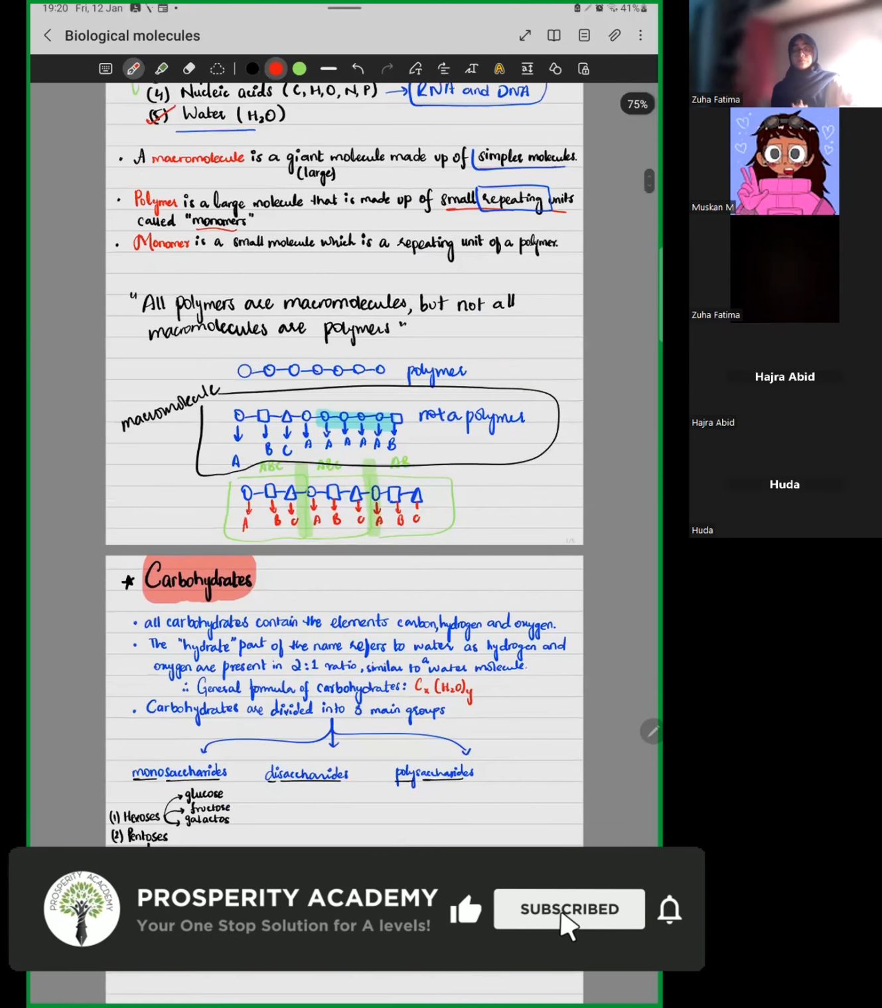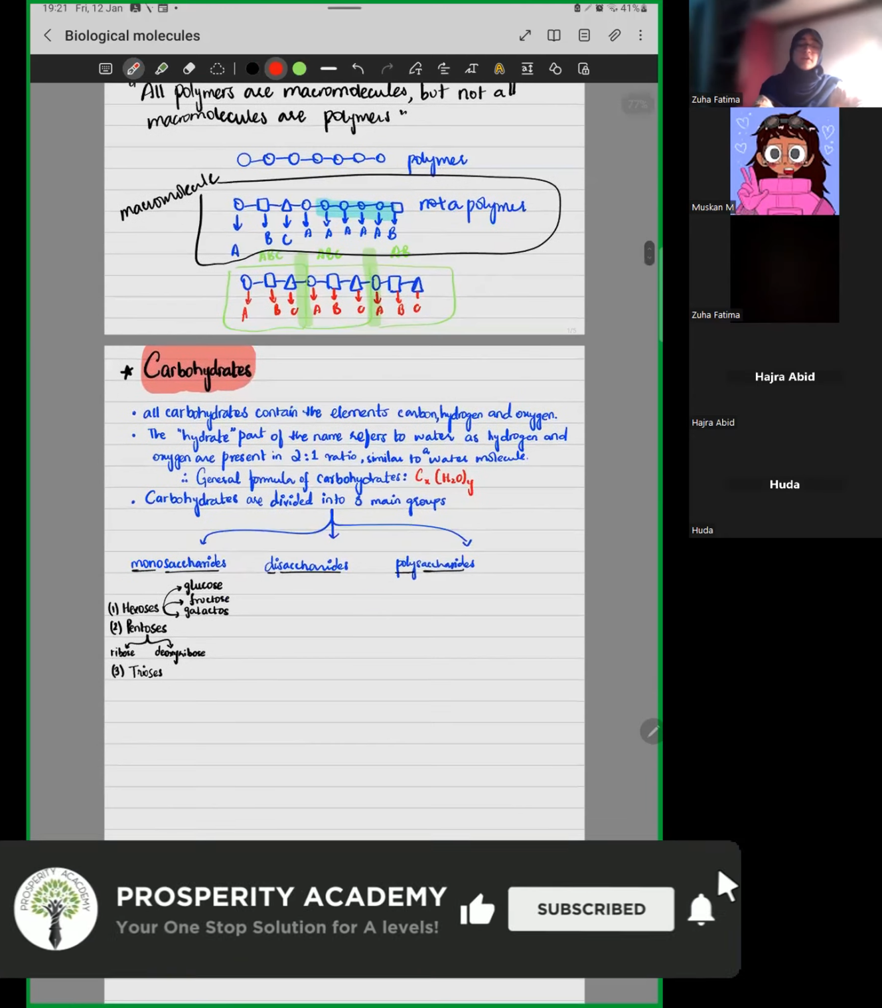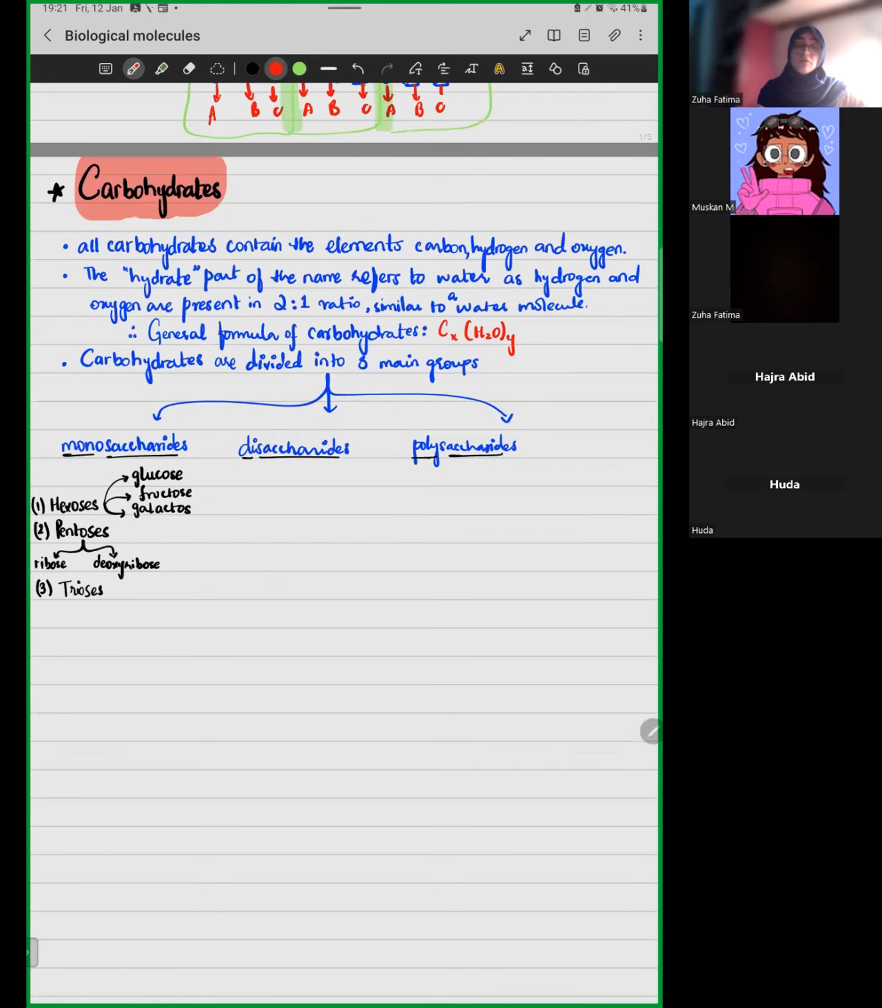So now let's move to our first subtopic, our first molecule, which is carbohydrates. We've been studying them since our lower secondary classes, and we know that carbohydrates are one of the energy sources for our body. हम इनको consume करते हैं and इनकी consumption क्यों इतनी important है? Because carbohydrates can be oxidized and used to release energy.